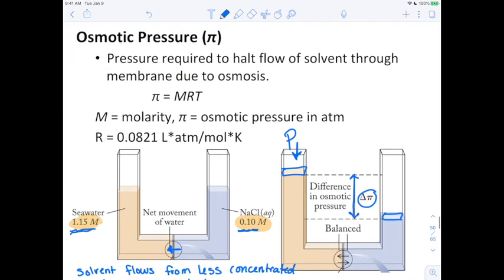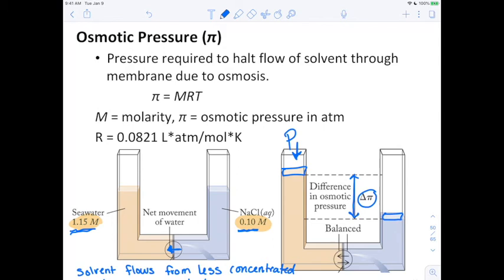So when we talk about osmotic pressure, we're talking about the pressure that's required to stop that flow of liquid. And you might be thinking, well, why would I want to stop the flow of liquid? Why don't we just let it flow until the two solutions are equal? That way everything's good and everything has an equal concentration.